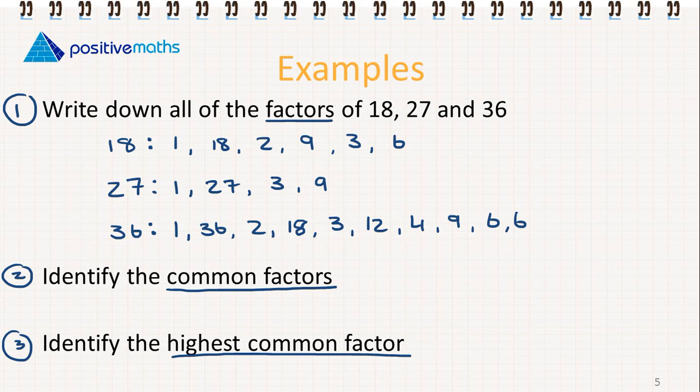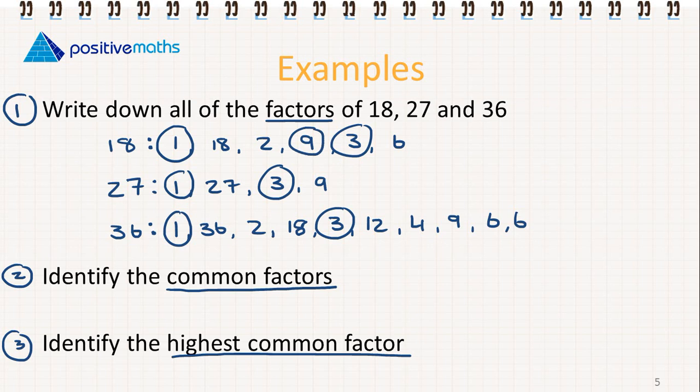Okay, so now we need to identify the common factors. So we go through and we check off which numbers are common to all lists. What people sometimes find easiest is to just circle the ones that are common. So 1 is common. We have 3 is common to all lists. And we also have 9. Okay, so our common factors, these are 1, 3, and 9. And now we need to just identify the highest common factor, which is 9.